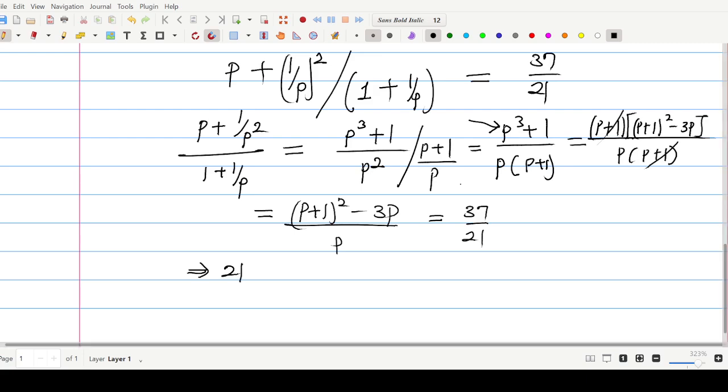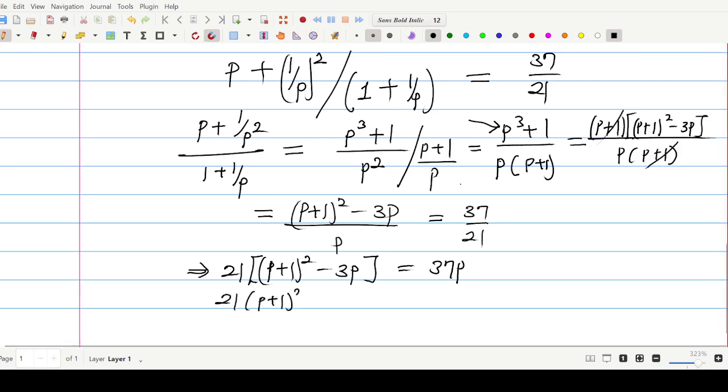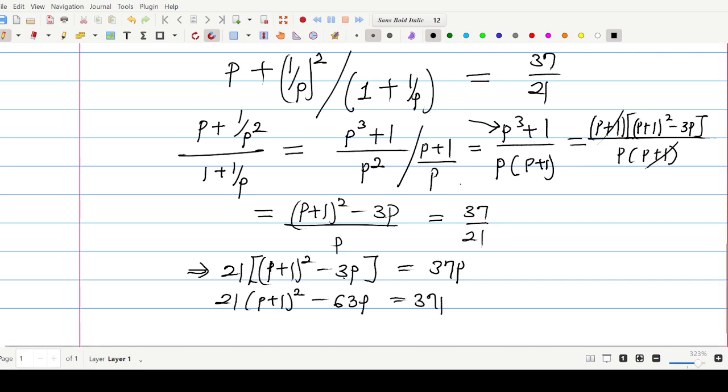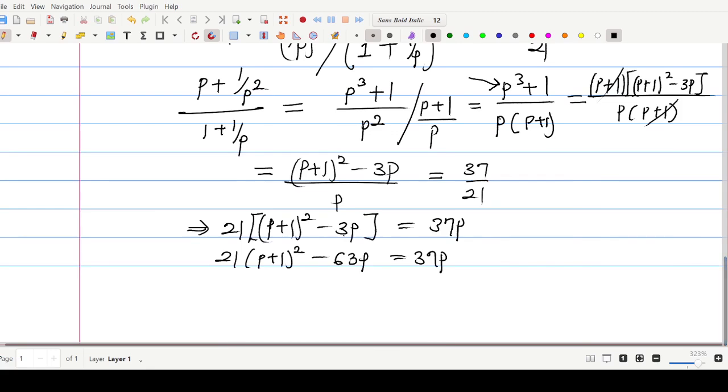Now expanding this result, we multiply this out to have 21 brackets p plus 1 to the power 2 minus 63p equals 37. Expanding this, we have our result as 21p squared, then times 2, that is 42p plus 21, then minus 63p. Then bringing this over, we have minus 37p equals 0.